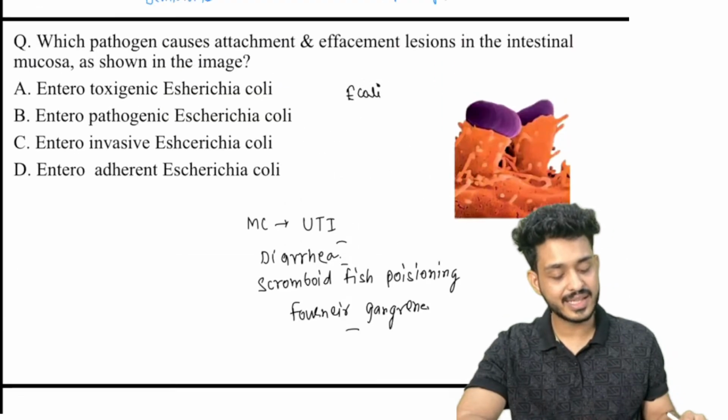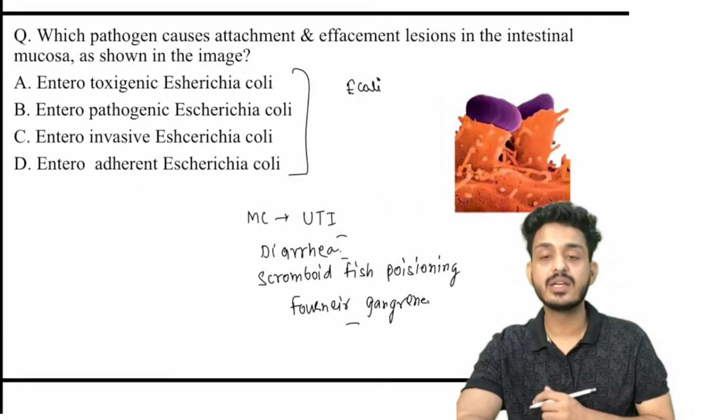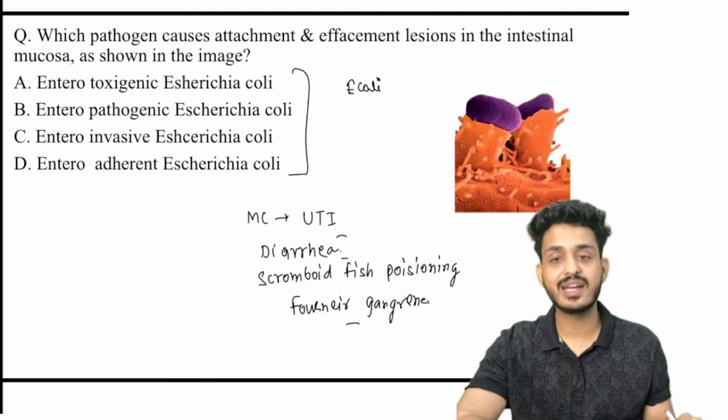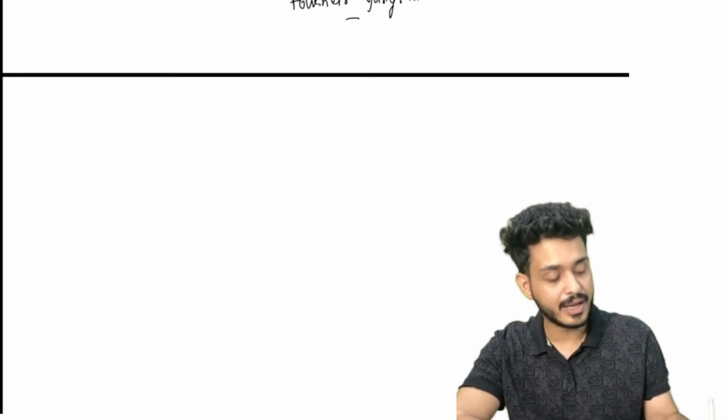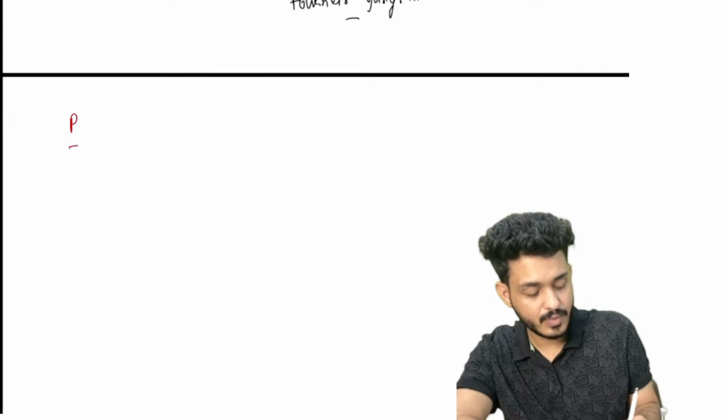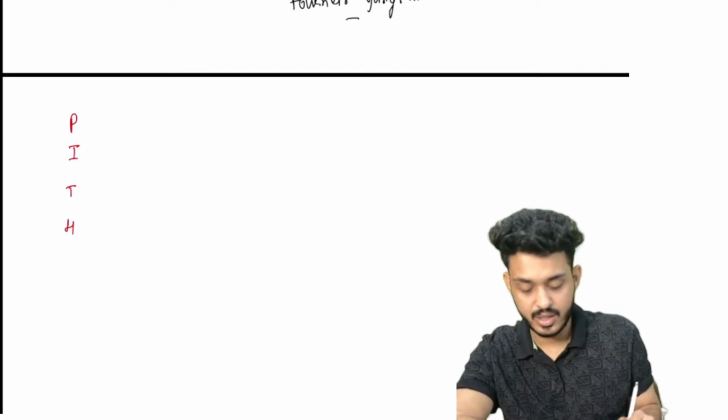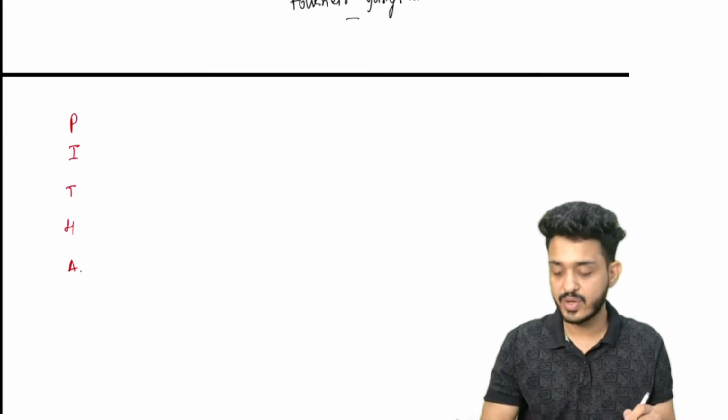What are the important things out of them we need to discuss? There are certain types of E. coli that we need to know, and the mnemonic is PITHA. So what would be your answer from here?